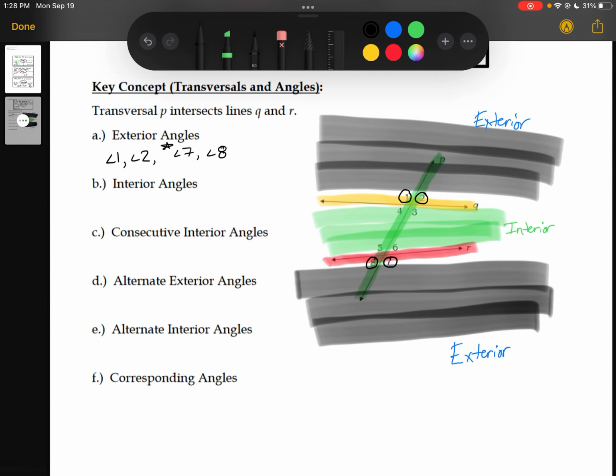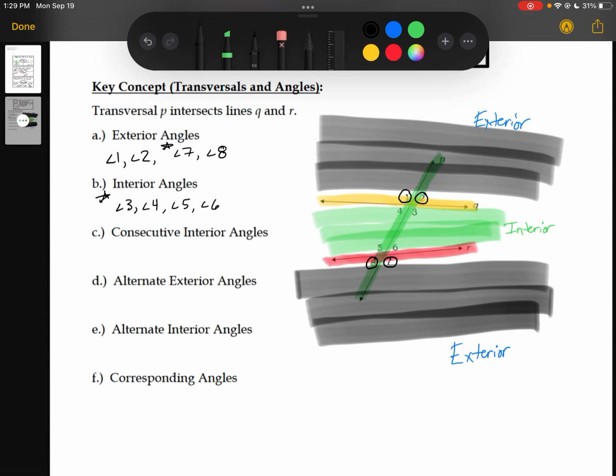So interior angles, I'll have you pause and fill these in here. What are some interior angles? So interior angles are the ones that are highlighted in green. They're on the inside, so we'd have things like angle 3, angle 4. Both of those are on the inside. Also angle 5, angle 6 on the inside as well. So anything in green, interior, anything in black is on the exterior.